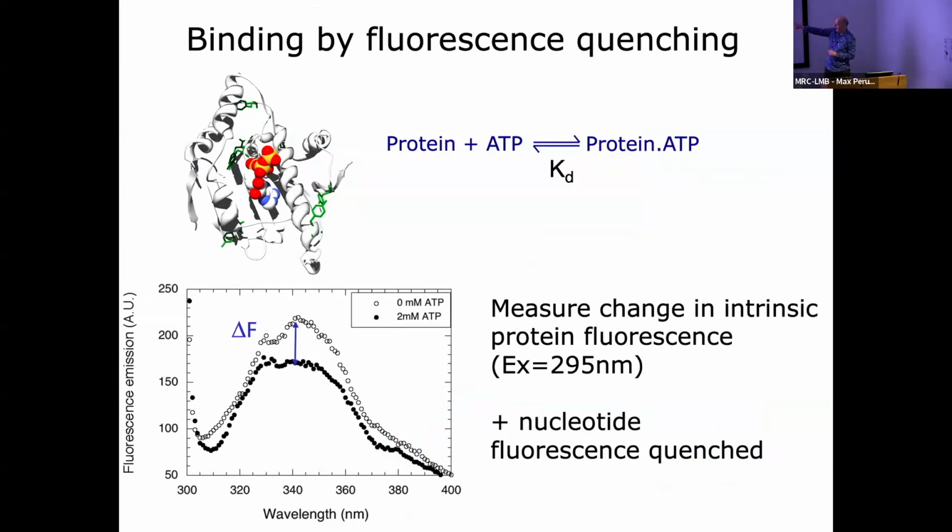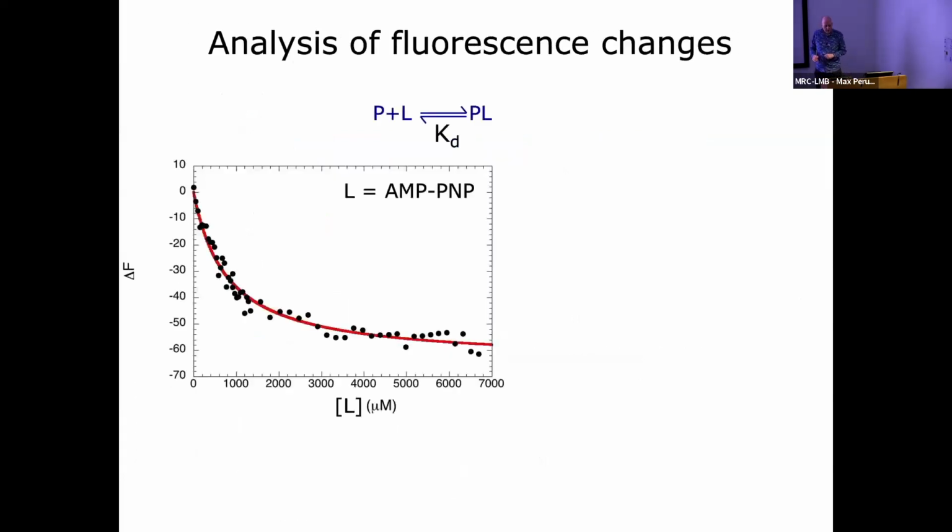Because we're looking at nucleotide, I excited at 295, because obviously nucleotide absorbs at 260, so you don't want all the light to be absorbed by the nucleotide going in. And so what you can do is titrate in a ligand, in this case a non-hydrolyzable nucleotide, AMP-PNP, and then titrate the change in the fluorescence and get a binding curve. So in this equilibrium, we are assuming that the change in the fluorescence is comparable to the amount of complex we find.